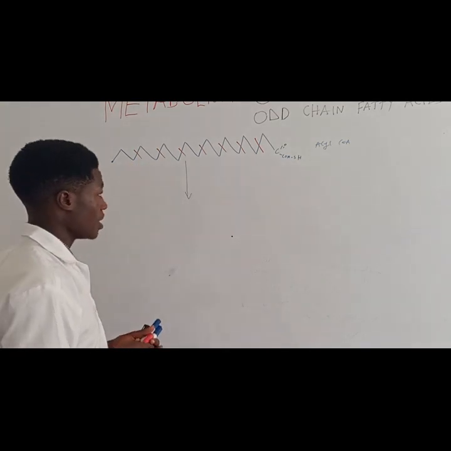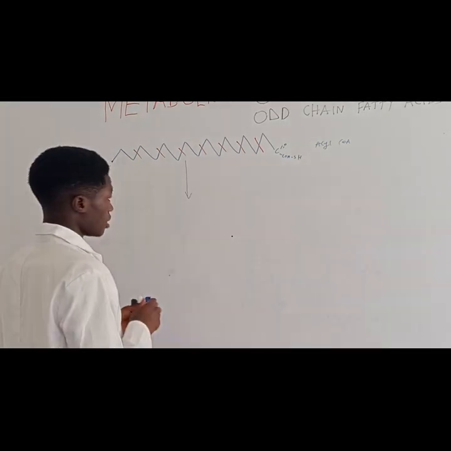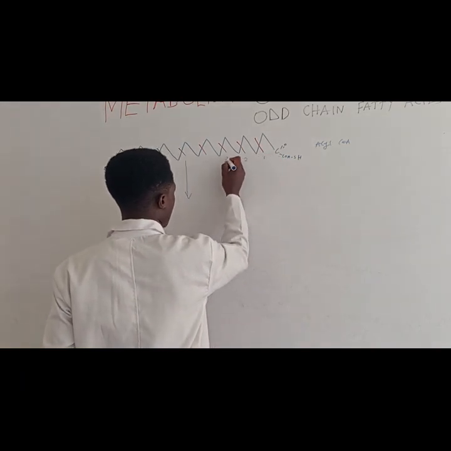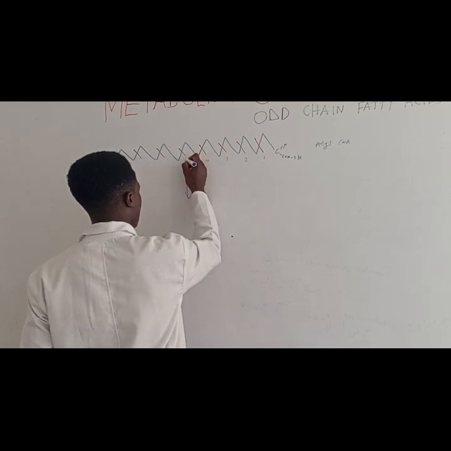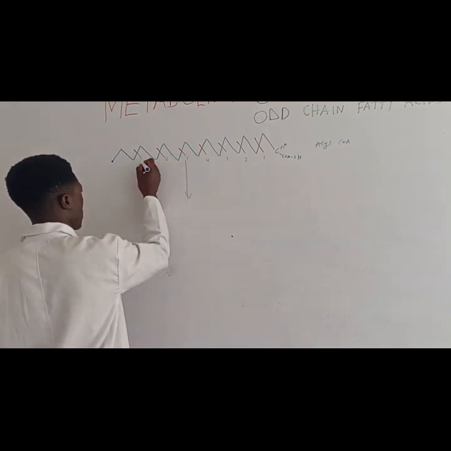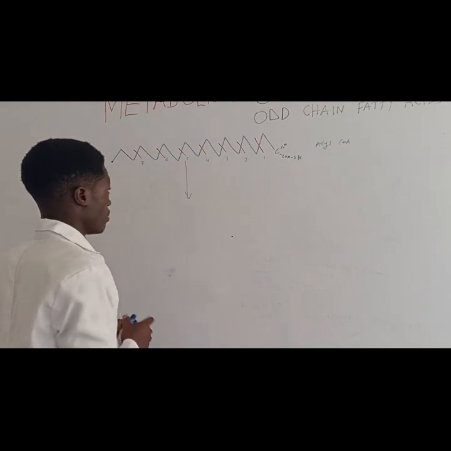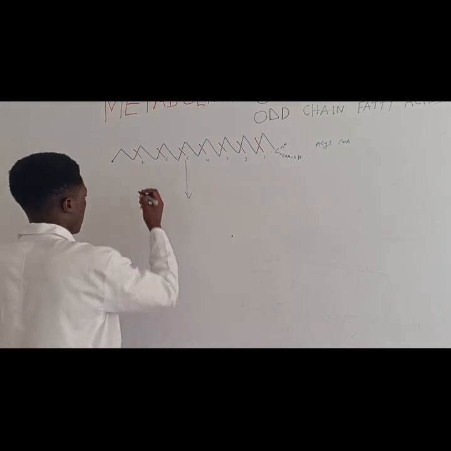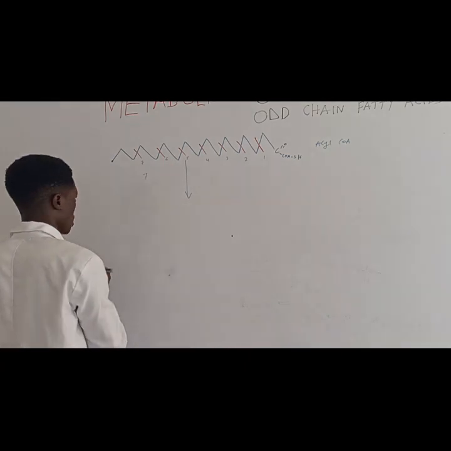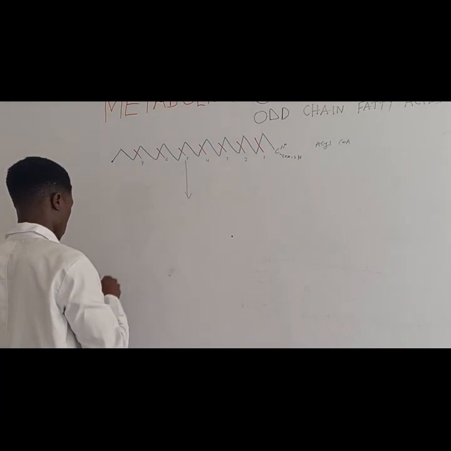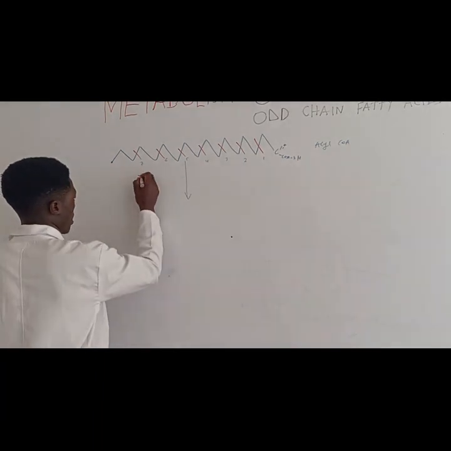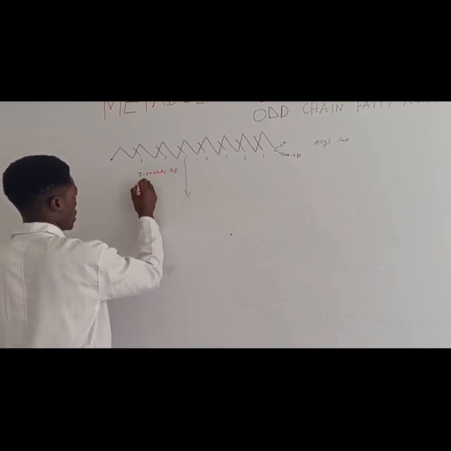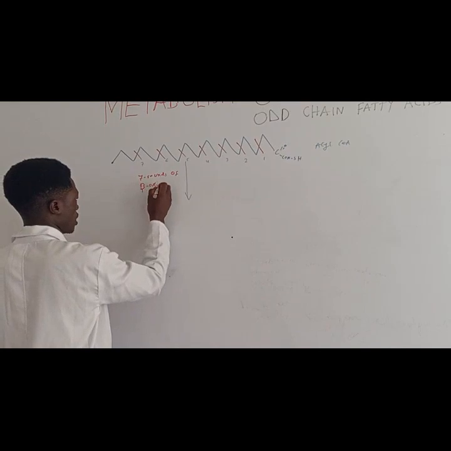So how many rounds of beta oxidation are we going to have? This is the first round, the second round, the third round, the fourth round, the fifth round, the sixth round, and the seventh round of beta oxidation. So here we're going to run 7 rounds of beta oxidation.